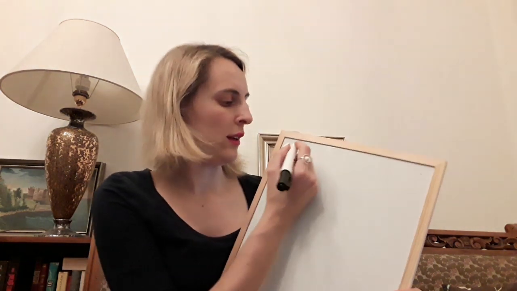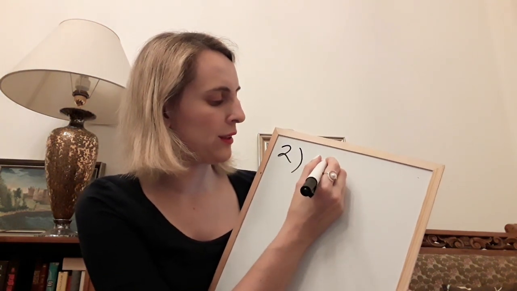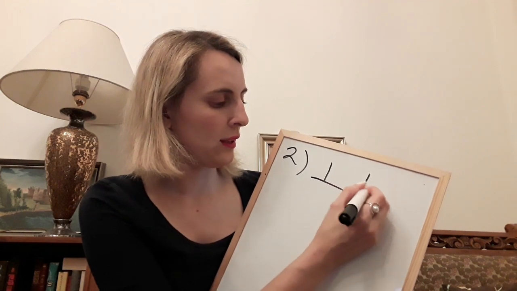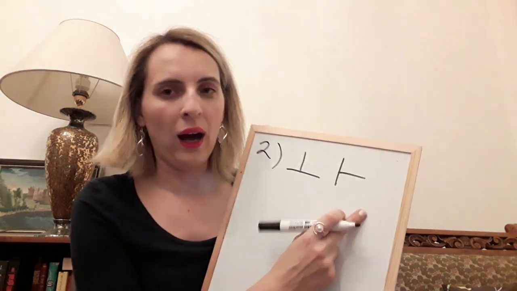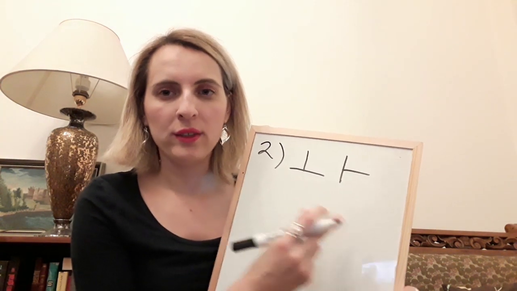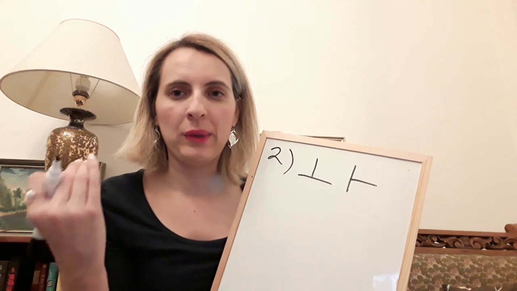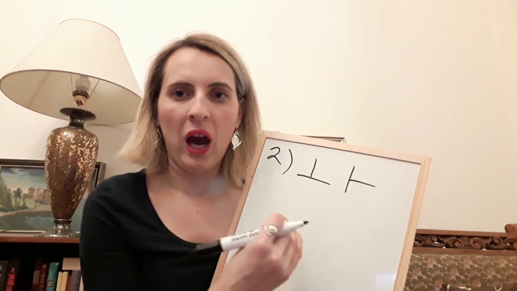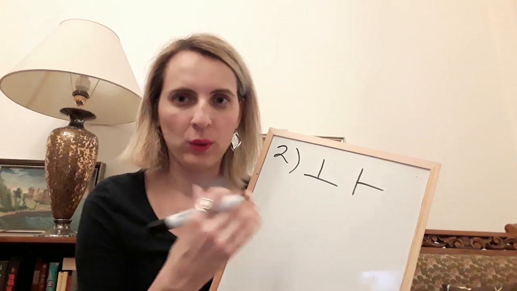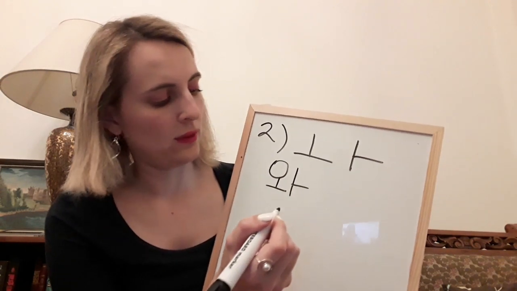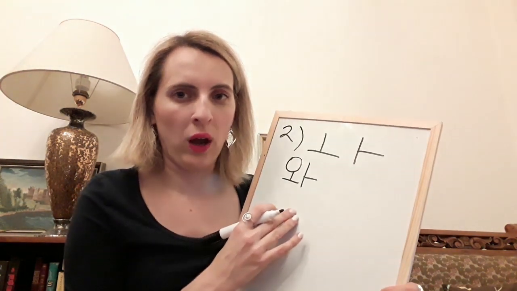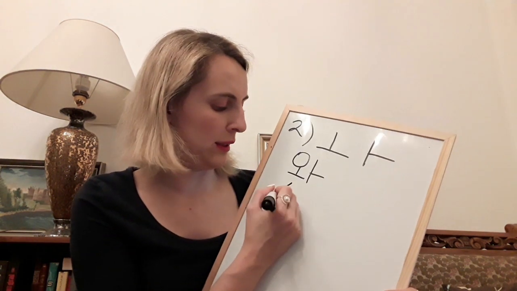Okay, so let's learn our second diphthong. Our second diphthong is made by these two vowels, right? Since this is o and this is a, oa. When you pronounce it really quickly, it becomes wa. So wa. Okay, and we are writing it like this. So this is wa, and we have a word with this diphthong.